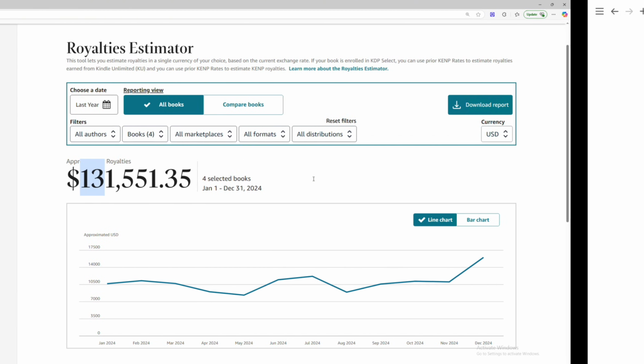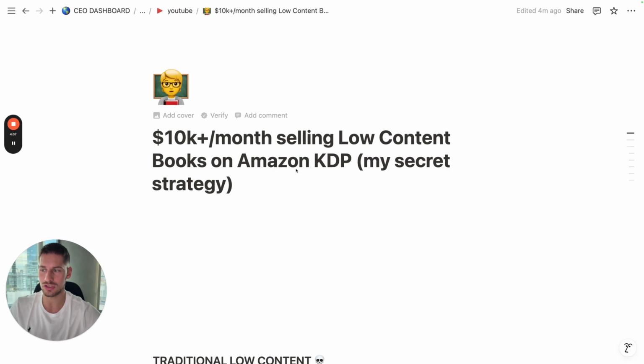And this is what you can achieve only with low content, guys. There is no other type of book that allows you to achieve this type of result for this long-term, consistent income. You see, there is not a single cent of decrease in the royalties I'm generating. It's just increasing, if anything. So let's start to break down the real strategy.